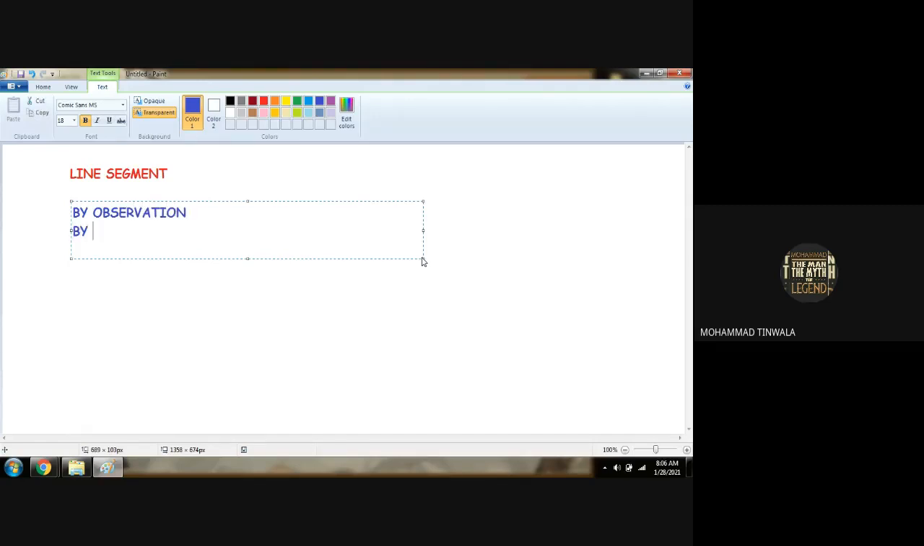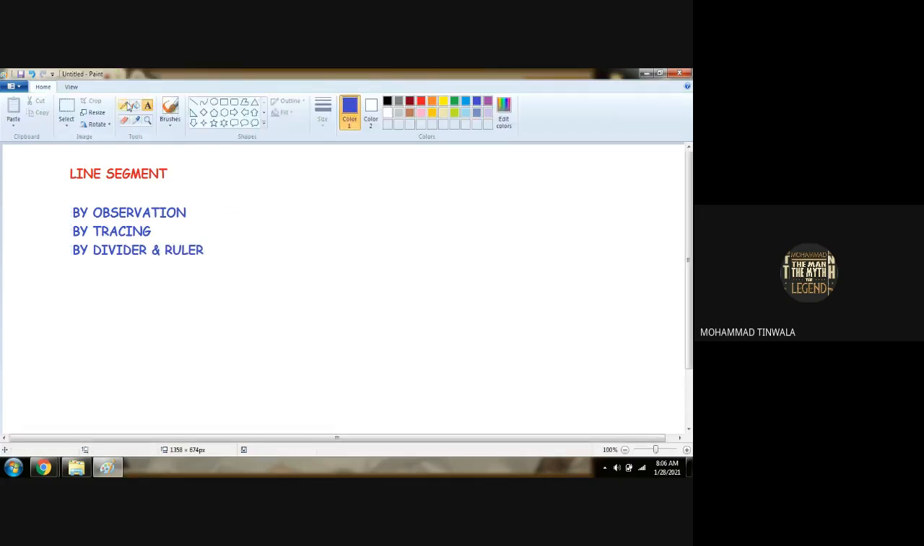By tracing paper, tracing, and by divider and ruler. We did exercise 5.1, and in that we gave the answers, if you remember. In exercise 5.1, by divider and ruler, it is more easier than observation and tracing paper.